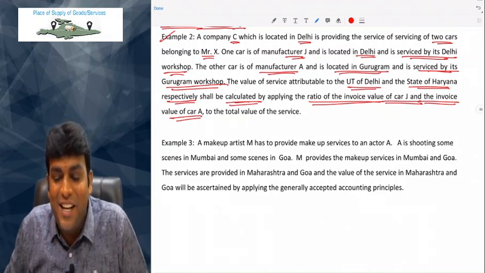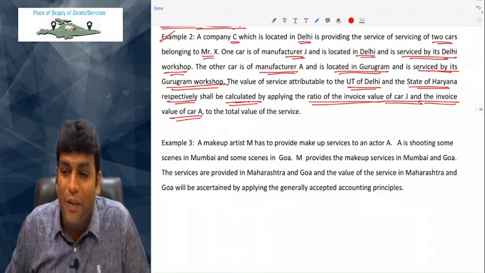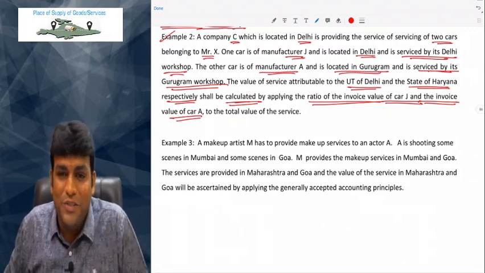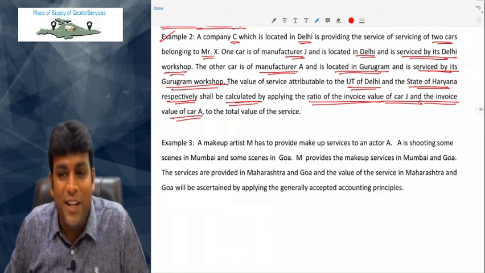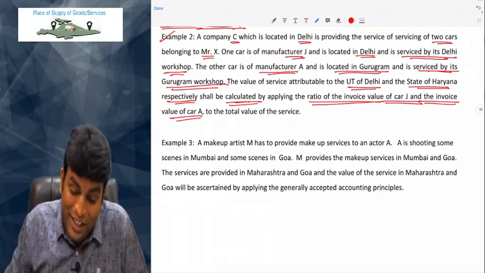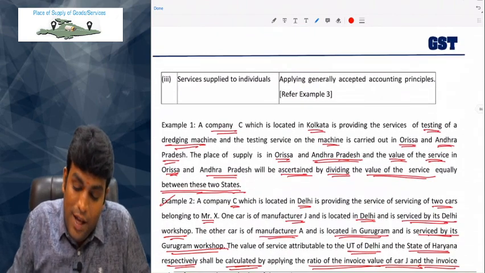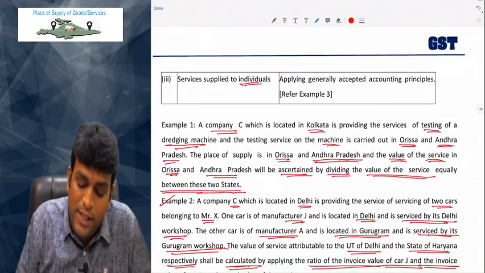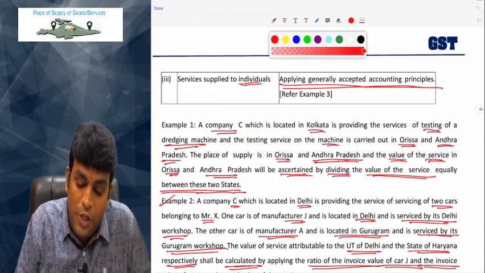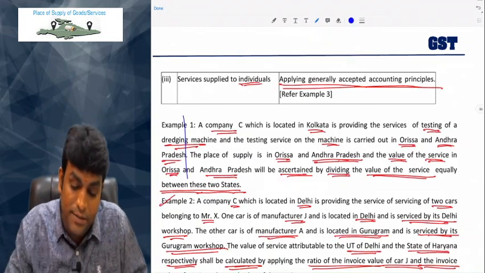Getting clarity, right? Come on friends, what are we doing, sir? Value of service is apportioned in the ratio of value of the goods. That's what we are doing, friends. Getting clarity, sir? Very interesting. Last point. Service supplied to individuals. Here they told us to apply GAAP, generally accepted accounting principles.